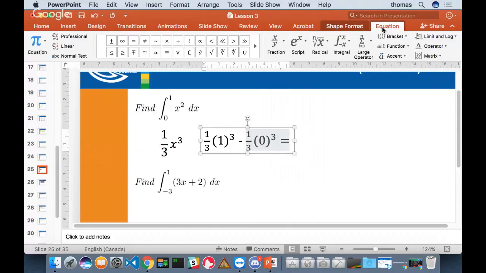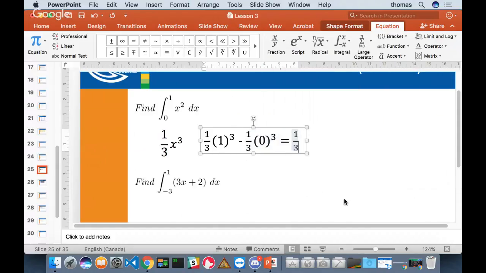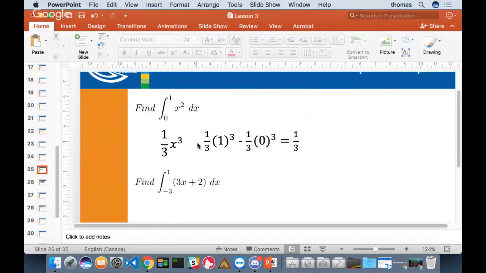And this is kind of a hard part if you've never seen it before. It's equal to 1/3. You see that I'm taking the original integral, x to the 2, and finding the integral for it, which is right here. This is the original equation.